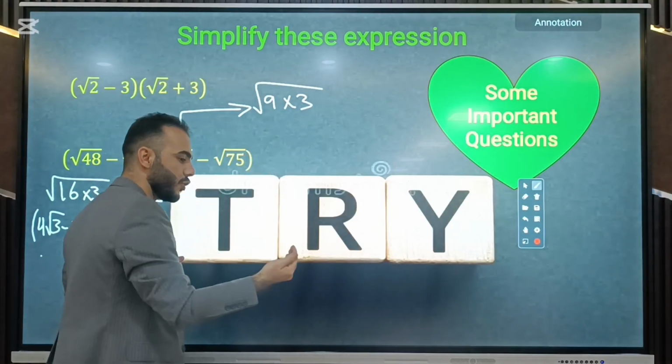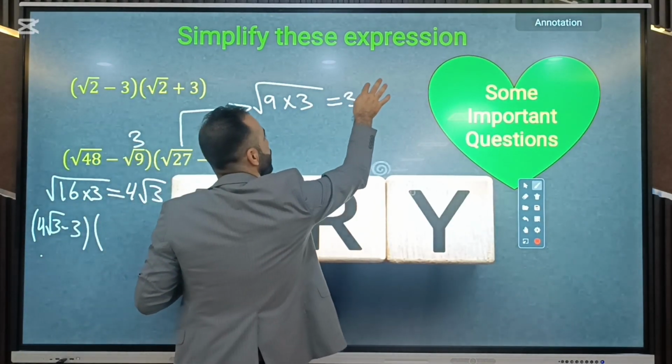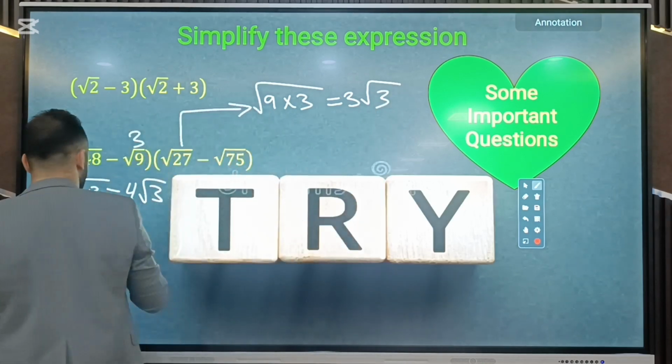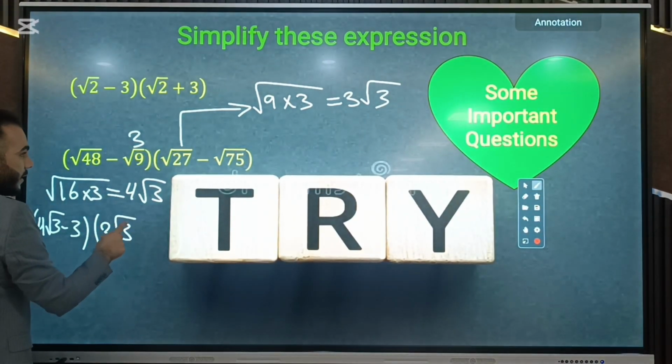9 is perfect. So it's going to come out as what? As 3. So the result is going to be 3 square root of 3. Okay, so instead of square root of 27, I'm going to write 3 square root of 3 minus.